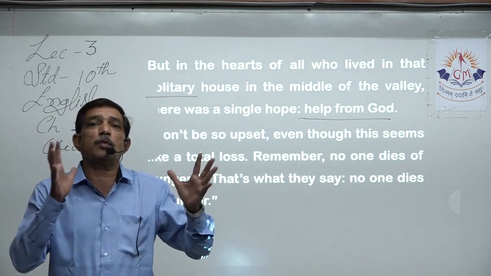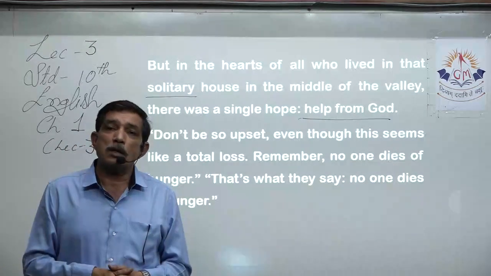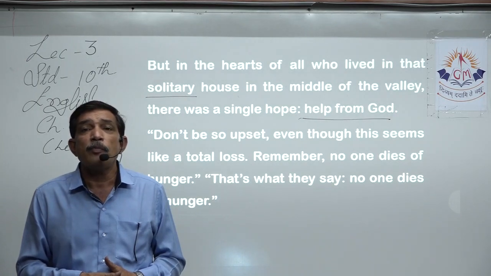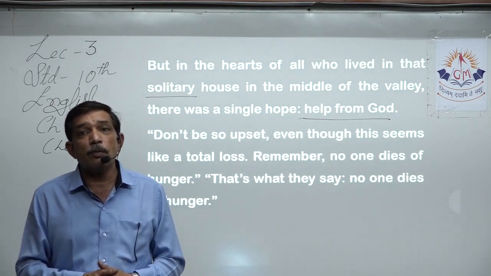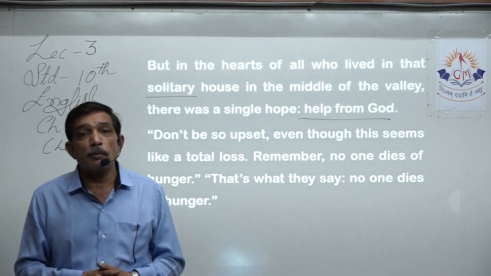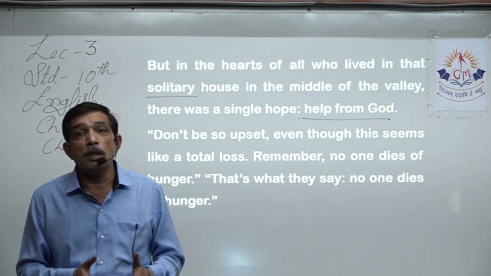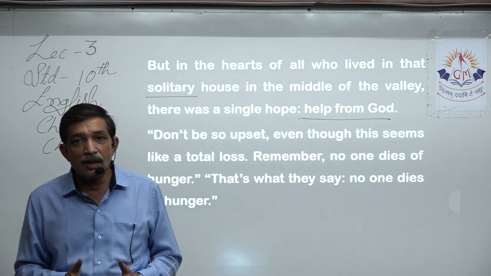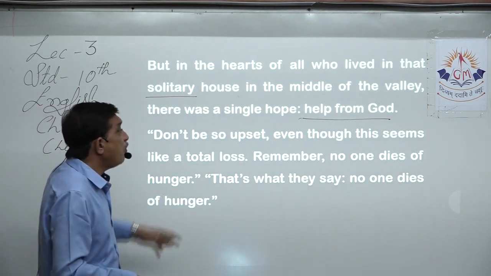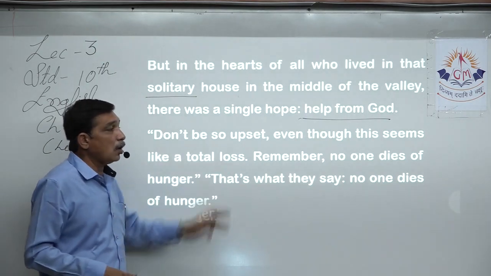What happens? Big lumps of hail started falling from the sky. It would have destroyed the house also. They wouldn't have anywhere to live for many days until they repair their house or build a new one, right? That thing is not there, only the crop has been destroyed. So everything is not lost, even though this seems to be a total loss.